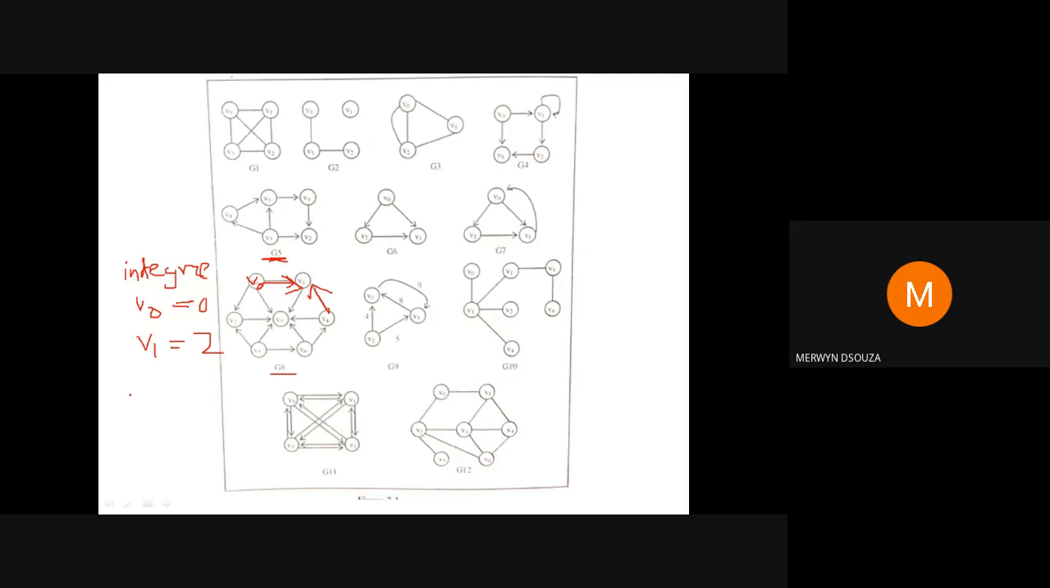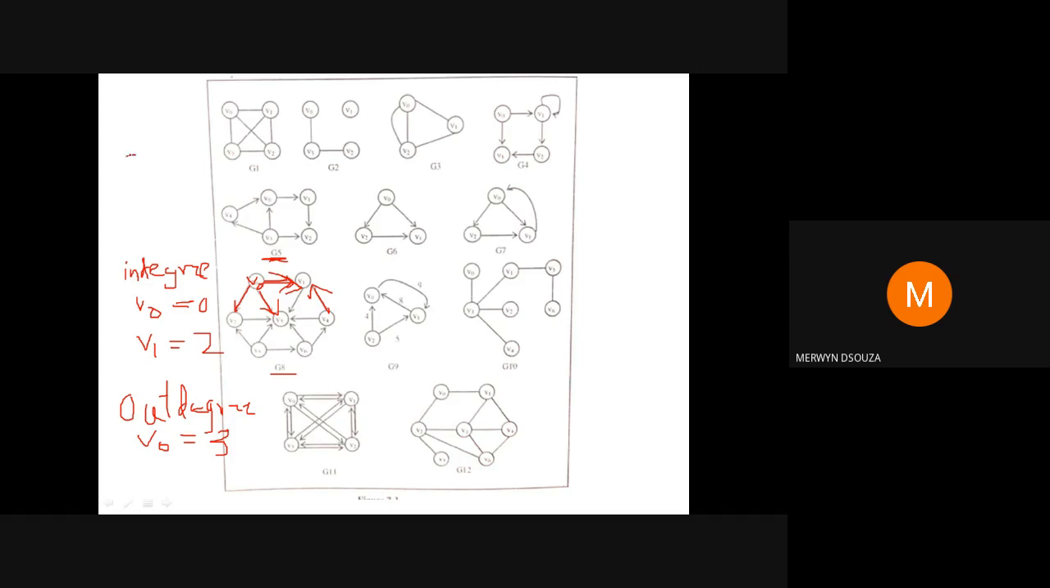Similarly, there is a definition known as out degree. Out degree is nothing but the number of edges that leave that vertex. So if you are told to find the out degree of V0, there is one edge that leaves, second edge that leaves, third edge that leaves. Therefore the out degree of V0 is 3. So this is the way you calculate the in degree. In degree is the number of edges that enter. Out degree is the number of edges that leave.